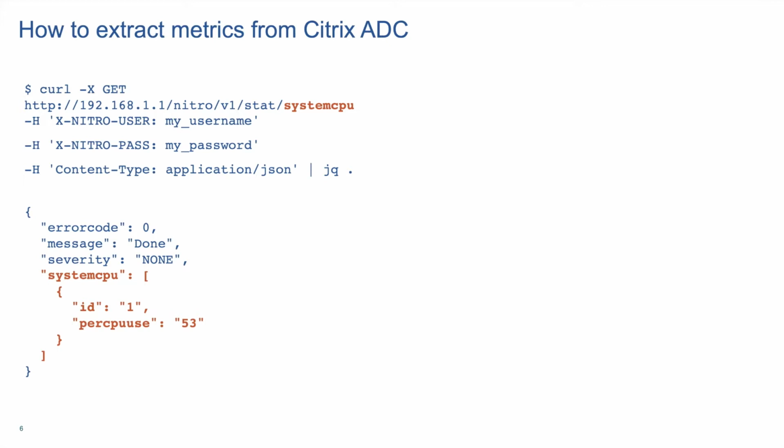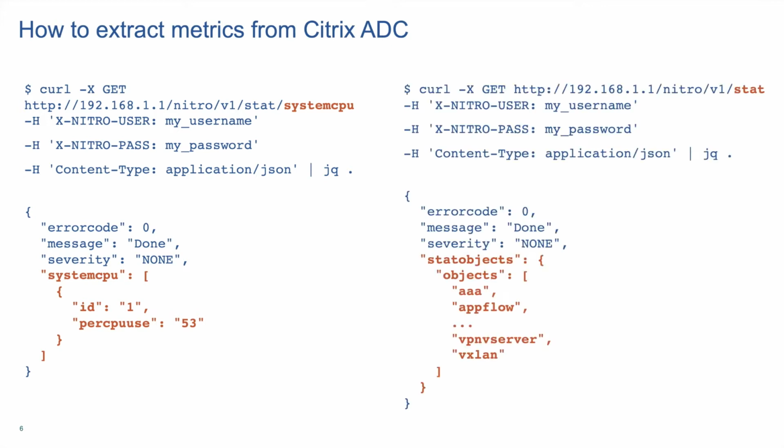And to authenticate with my ADC, I'm using one of the simpler methods where I send the Nitro username and password in my HTTP headers, and also I'm mentioning the content type to be JSON. The response that I get from this curl command would give me the value of the system CPU metrics that I'm expecting. Likewise, the curl command can be used to get any of the metrics that is present in the ADC. To see a list of all the available metrics in the ADC, you can send an HTTP request to the Nitro root path, and that would give you a list of all the stat objects, after which you can extract specific metrics under each of the stat objects.